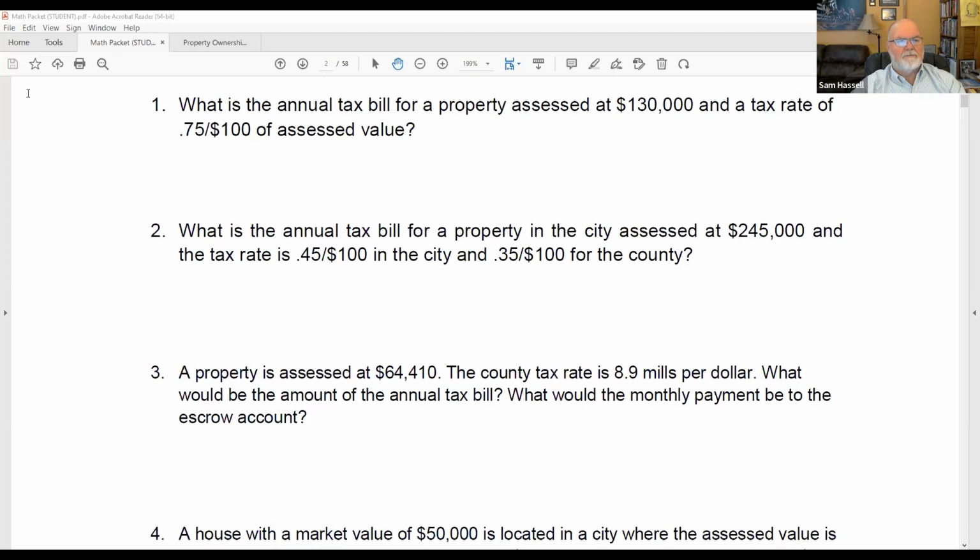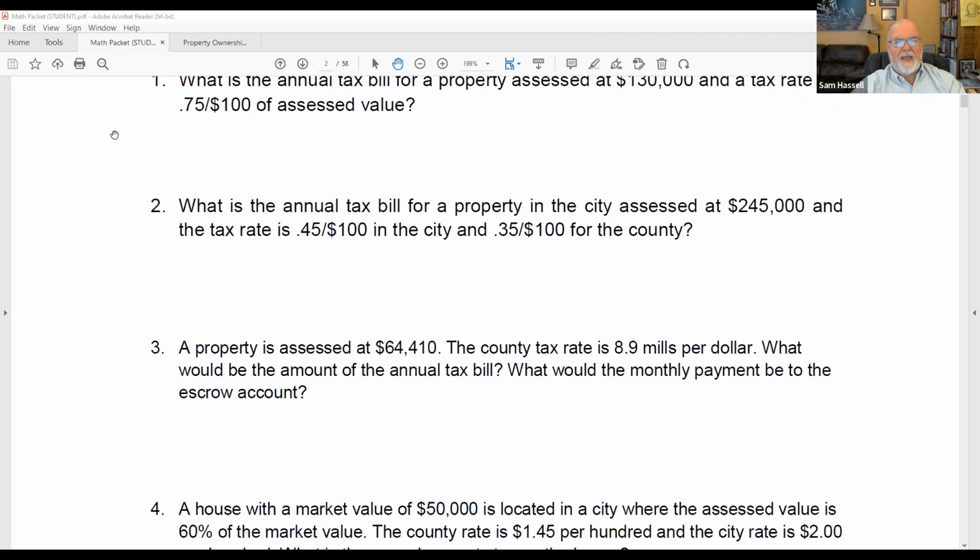Okay, number 2. What is the annual tax bill for a property in the city assessed at $245,000? Tax rate is 45 cents per hundred in the city, 35 for the county. What is it?